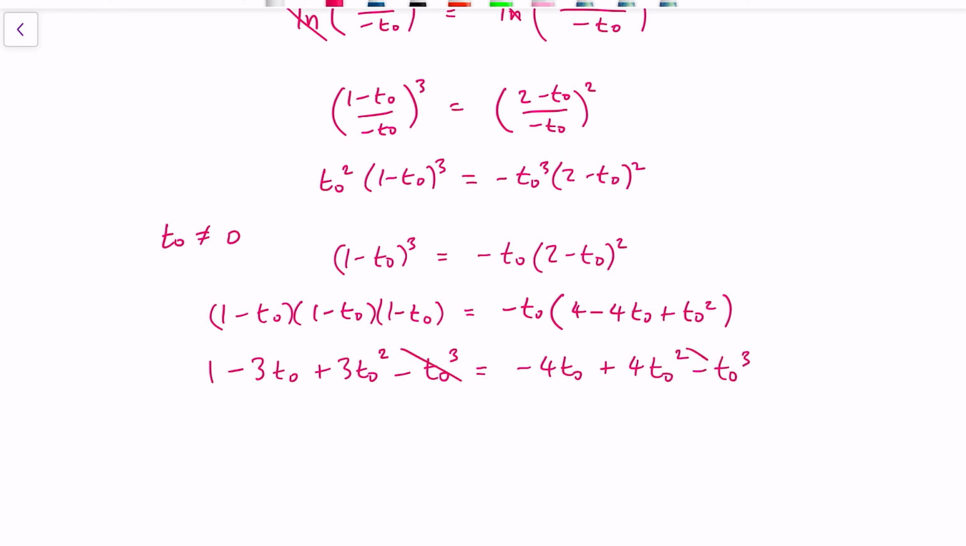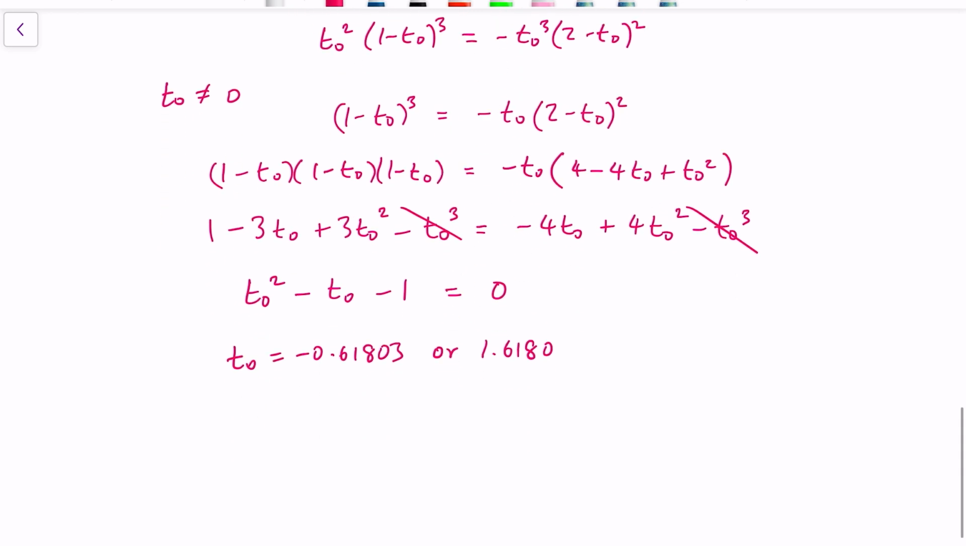You can see that the T naught cubeds cancel. And then if we rearrange this, we've got a quadratic equation. T naught squared minus T naught minus 1 equals 0, moving everything to the right-hand side. And then solving that either using the quadratic formula or a graphics calculator or something, we get T0 can either equal minus 0.61803 or 1.618. So now it's got to be a negative number, so we're looking at the first one being the answer and the second one not being the answer.